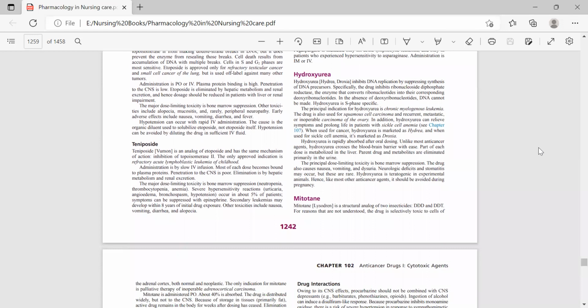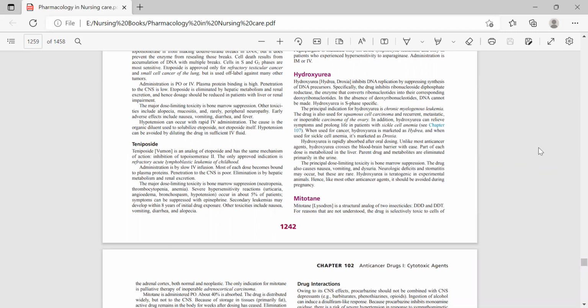For discussion, the important drug is hydroxyurea. Hydroxyurea inhibits DNA replication by suppressing synthesis of DNA precursors. This drug inhibits ribonucleoside diphosphate reductase, the enzyme that converts ribonucleotides into their corresponding deoxyribonucleotides. In the absence of deoxyribonucleotides, DNA cannot be made, and hydroxyurea is also S phase specific. The indications include chronic myelogenous leukemia, and it is also used for squamous cell carcinoma and recurrent or metastatic inoperable carcinoma of the ovary. Hydroxyurea can relieve symptoms and prolong life in patients with sickle cell anemia also.